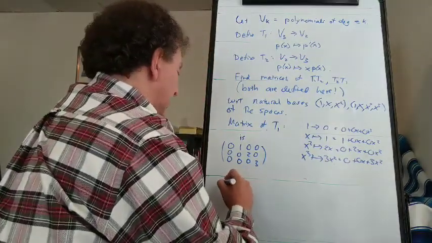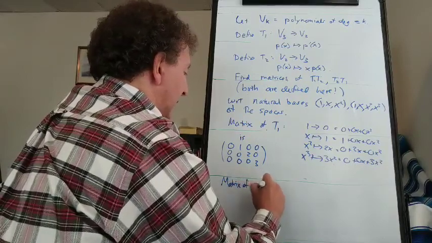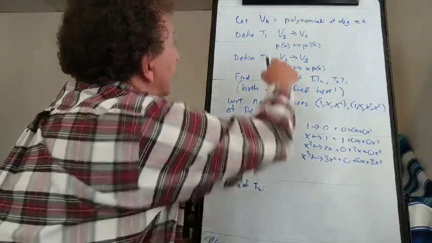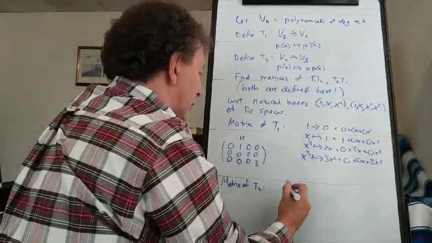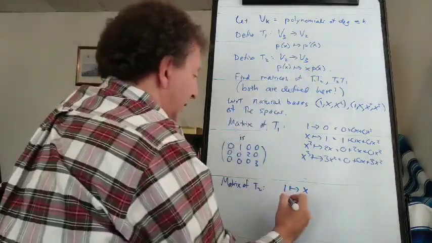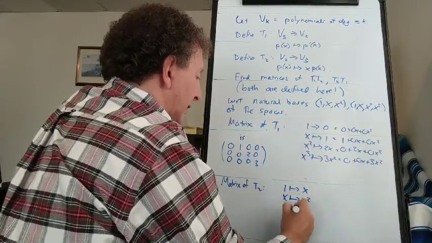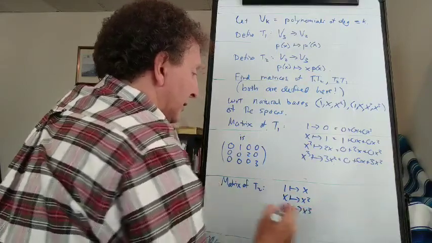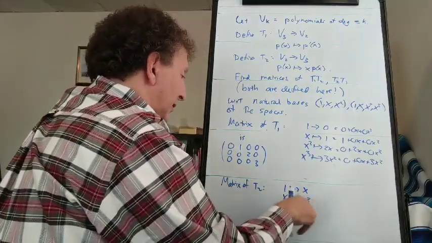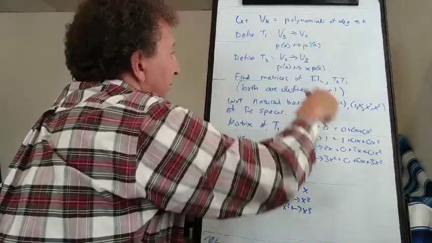Matrix of T2. T2 is going to go from V2 to V3. So we're mapping 1 to x when we multiply by x. We're mapping x to x squared and x squared to x cubed. Now the coordinate vectors are the coordinate vectors of these results in the basis for V3.